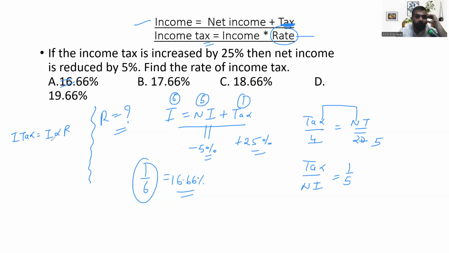Income is increased by 25%. Okay, income tax, sorry, not income tax, 25%. Net income is reduced by 5%. Rate you have to find out. Are you getting this? So quite that successive change you have to apply. So you can use this type of scenario.